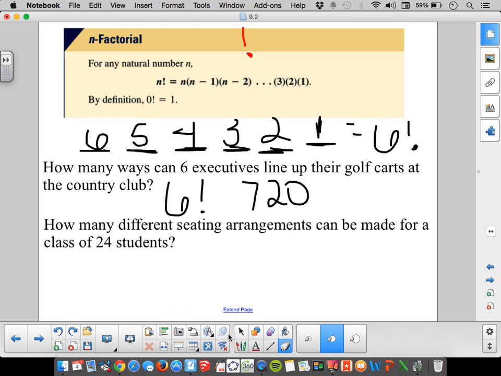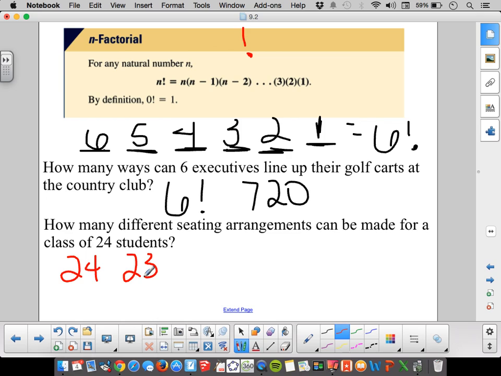Well, that would be like saying if I've chosen one child in the first seat, I would have had 24 students to choose from. Once I've chosen a student to put in a chair, I only have 23. Once I've chosen a student for that second position, I only have 22 left. So on and so forth, where I multiplied by 1 at the end. This is what 24 factorial is.